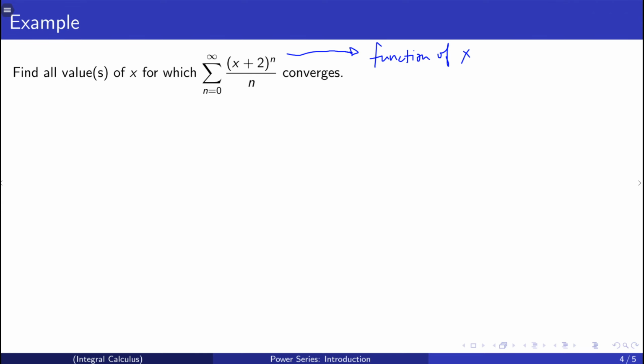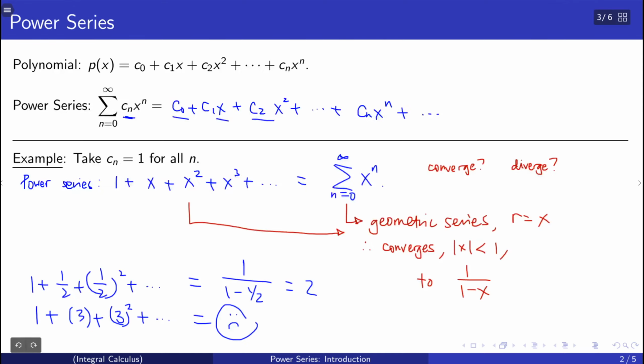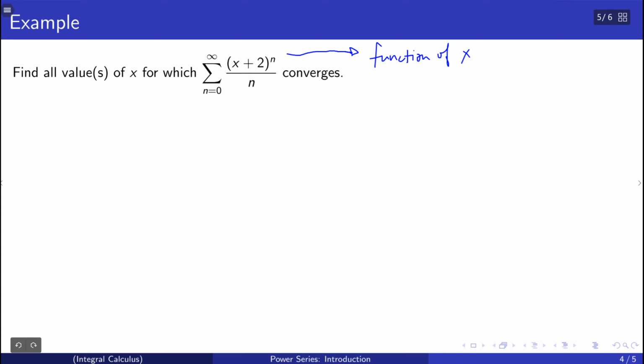It converges to something. So how do we do it in general? In the previous example, for c_n equals 1, we knew it was geometric, so it was very easy to do. We knew exactly what the behavior of geometric series are. It just depends on what the common ratio is. How about this one? It's not geometric.